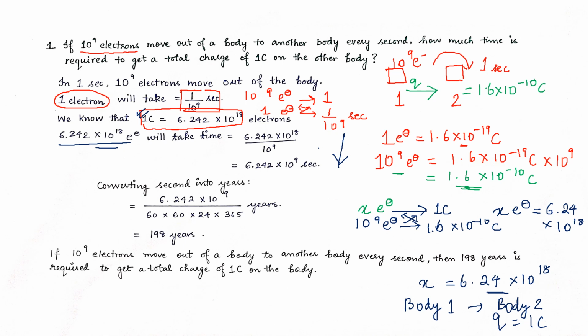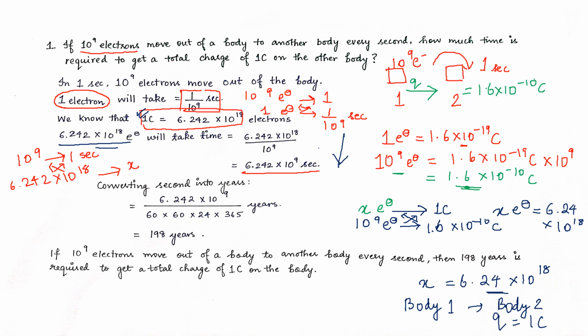Now, the time taken for these many electrons to pass from body 1 to body 2 will be calculated as we have calculated in these steps. Same: for 10 to the power 9, time taken is 1 second, and hence for 6.242 into 10 to the power 18 electrons, time taken is x. Cross multiply it and you will receive the answer 6.242 into 10 to the power 9 seconds.